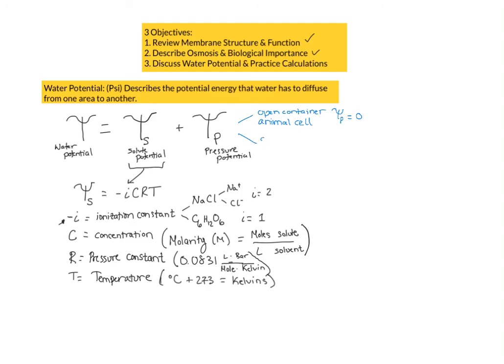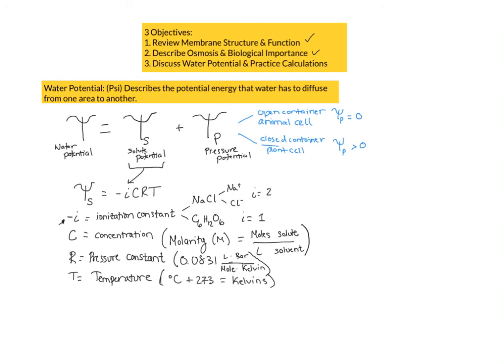Whenever you have a closed system, a closed container, or a plant cell, this is where you'll often have psi p is greater than 0. And that'll often be given to you. And that is largely due to the plant cell having a cell wall that can withstand pressure building, and a closed container in a similar way being able to hold pressure. So that's just a quick note about pressure potential.